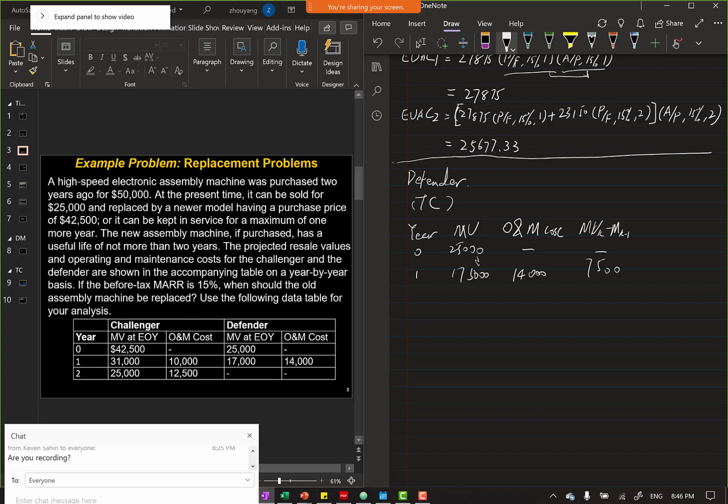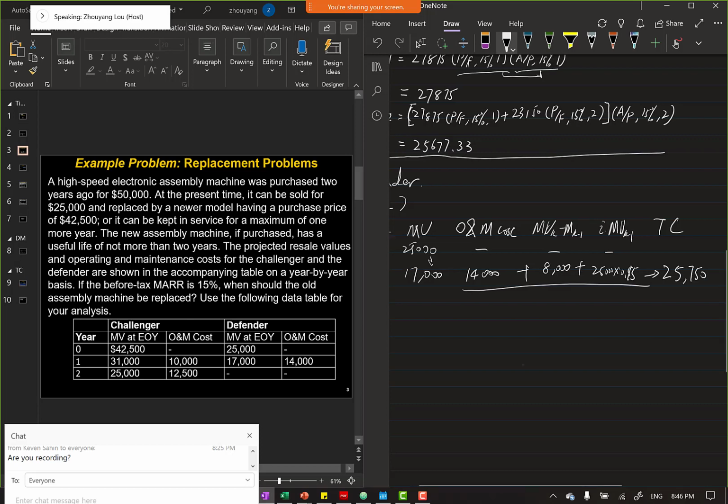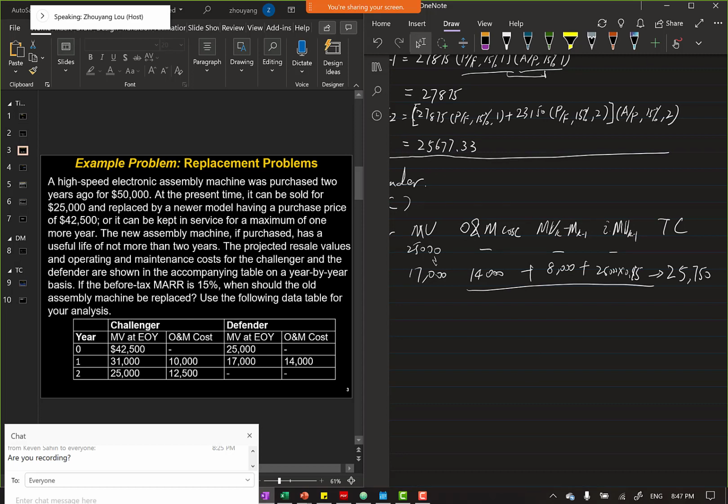And then what we have should be 0 for the first entry. Then the cost of capital, or i times MV_(k-1), that would be 15%. I just put down the number here. For the total marginal cost, we just add these numbers up, and that will be 25,750.